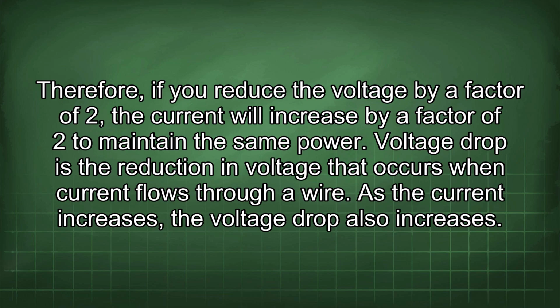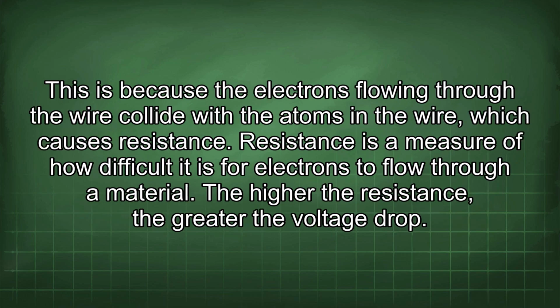Voltage drop is the reduction in voltage that occurs when current flows through a wire. As the current increases, the voltage drop also increases. This is because the electrons flowing through the wire collide with the atoms in the wire, which causes resistance. Resistance is a measure of how difficult it is for electrons to flow through a material. The higher the resistance, the greater the voltage drop.